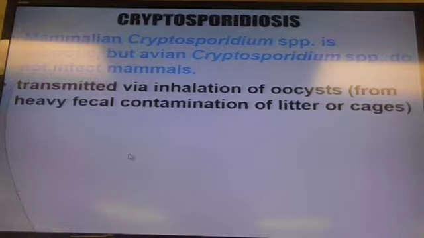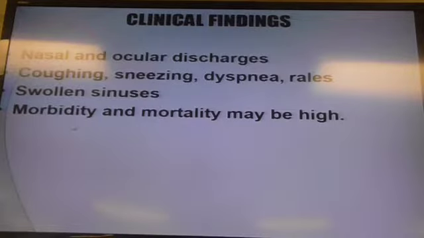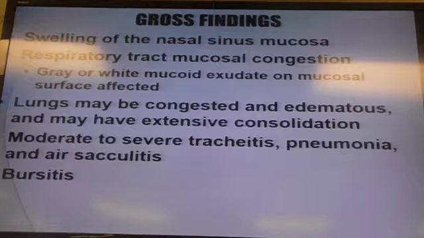Okay. Again, life cycle more for your FYI. Clinical findings, again, respiratory in nature: nasal and ocular discharge, swollen sinuses, sneezing and dyspnea. You may have edema and congestion of the lungs and a tracheitis. Again, it's not something that's going to stand out. So a lot of times when you diagnose this, it's going to be after you've done some diagnostics. You may do a nasal swab or something to help you identify the agent.